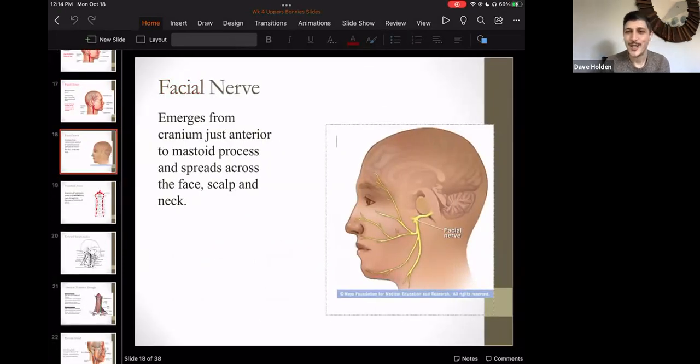Next up, the facial nerve. The facial nerve emerges from the cranium just anterior to the mastoid process. And then from there, it will spread across the face and the scalp. If you guys have taken nervous system and you remember your cranial nerves, the 12 pairs of cranial nerves, you remember the facial nerve. This is cranial nerve, oh gosh, 7, I believe.